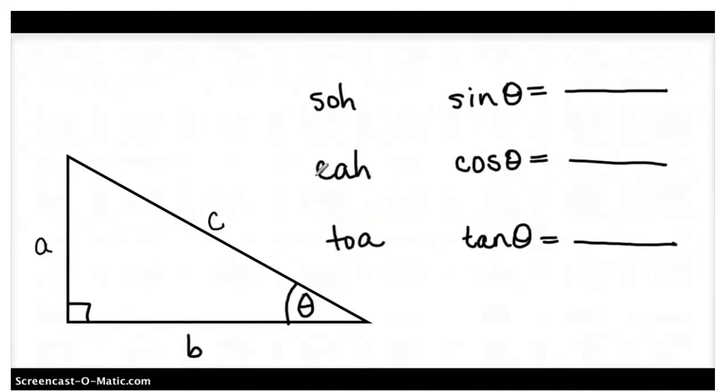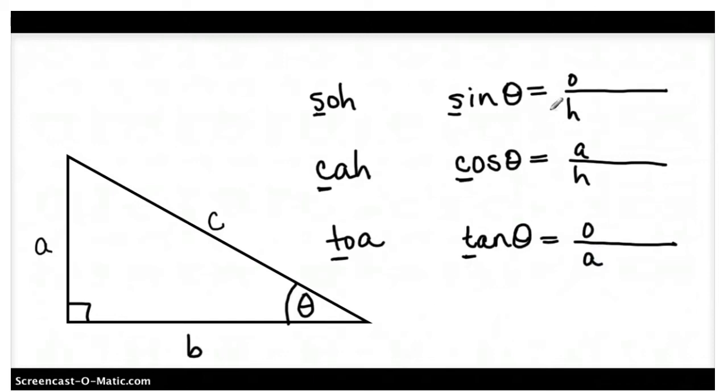Okay, and you've got to remember how to spell these, or it doesn't work. It's no good if you can't remember how to spell SOHCAHTOA. Notice we've got an S in SOH for sine, a C in CAH for cosine, and a T in TOA for tangent. And then the O and the H are going to be here and here. This is going to be A and H, and this is going to be O and A.